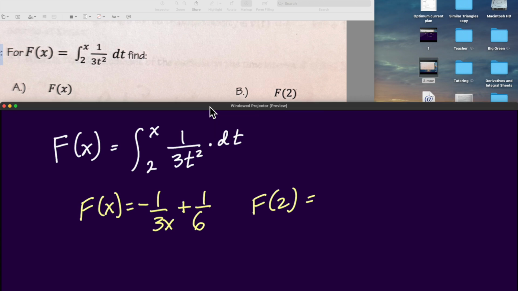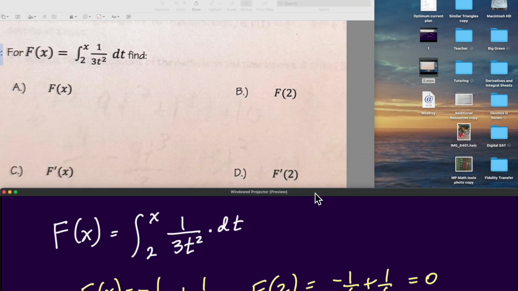Okay, so to complete part A, to do capital F of 2, we would just plug in 2 into capital F of x, and we would get -1 over 6 plus 1 over 6 equals 0. Okay, let's now move to part B, where we're asked to find f prime of x.